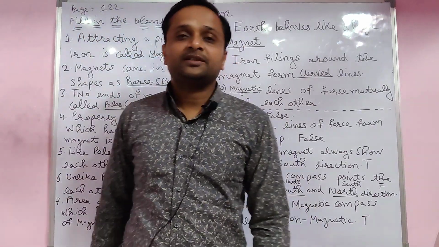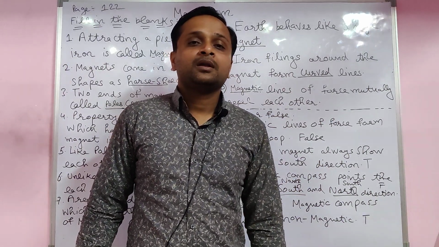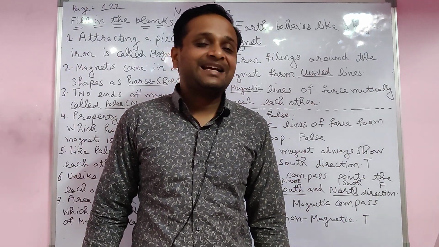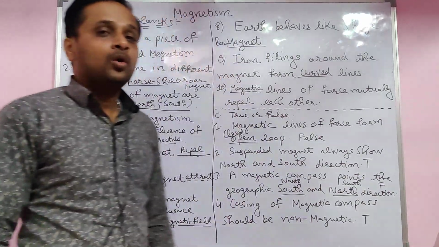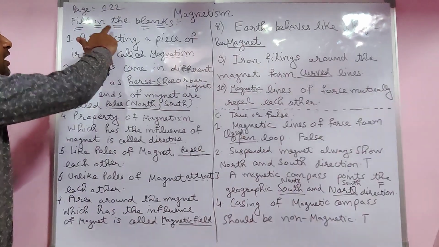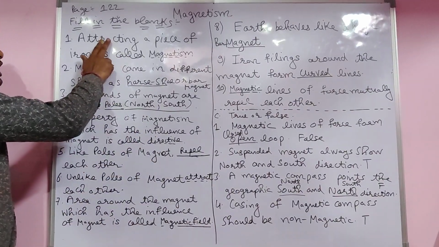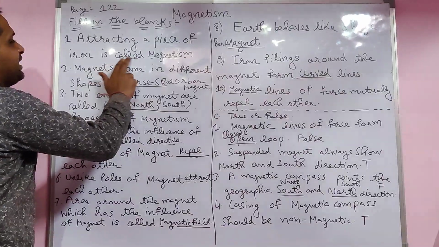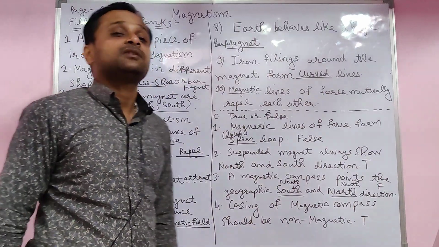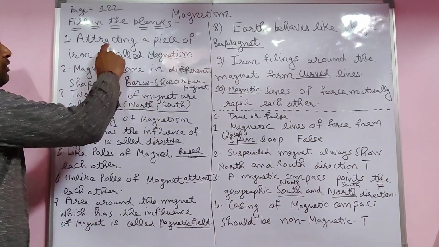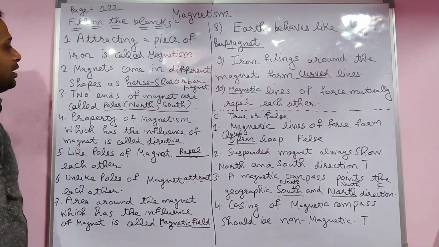Good morning, students. In the last lecture, I already discussed the choose-the-correct-one exercise on page number 121. But now we do the fill-in-the-blanks on page number 122. Attracting a piece of iron, this property is called magnetism, students. Magnetism, already told to you. Attracting a piece of iron is called magnetism.